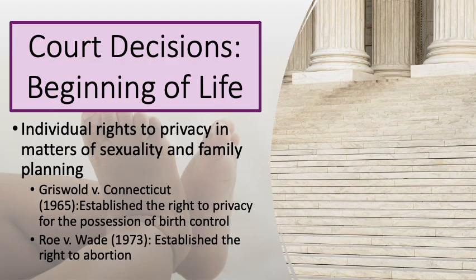Court decisions at the beginning of life were really focused on the individual's right to privacy in matters of sexuality and human planning. So in 1965, Griswold v. Connecticut established the right to privacy for women's possession of birth control. And it was found that this right to privacy was owed to women within the Due Process Clause of the 14th Amendment. This court decision would then further be extended to non-married couples in 1972, also allowing them the right to privacy for the possession of birth control.